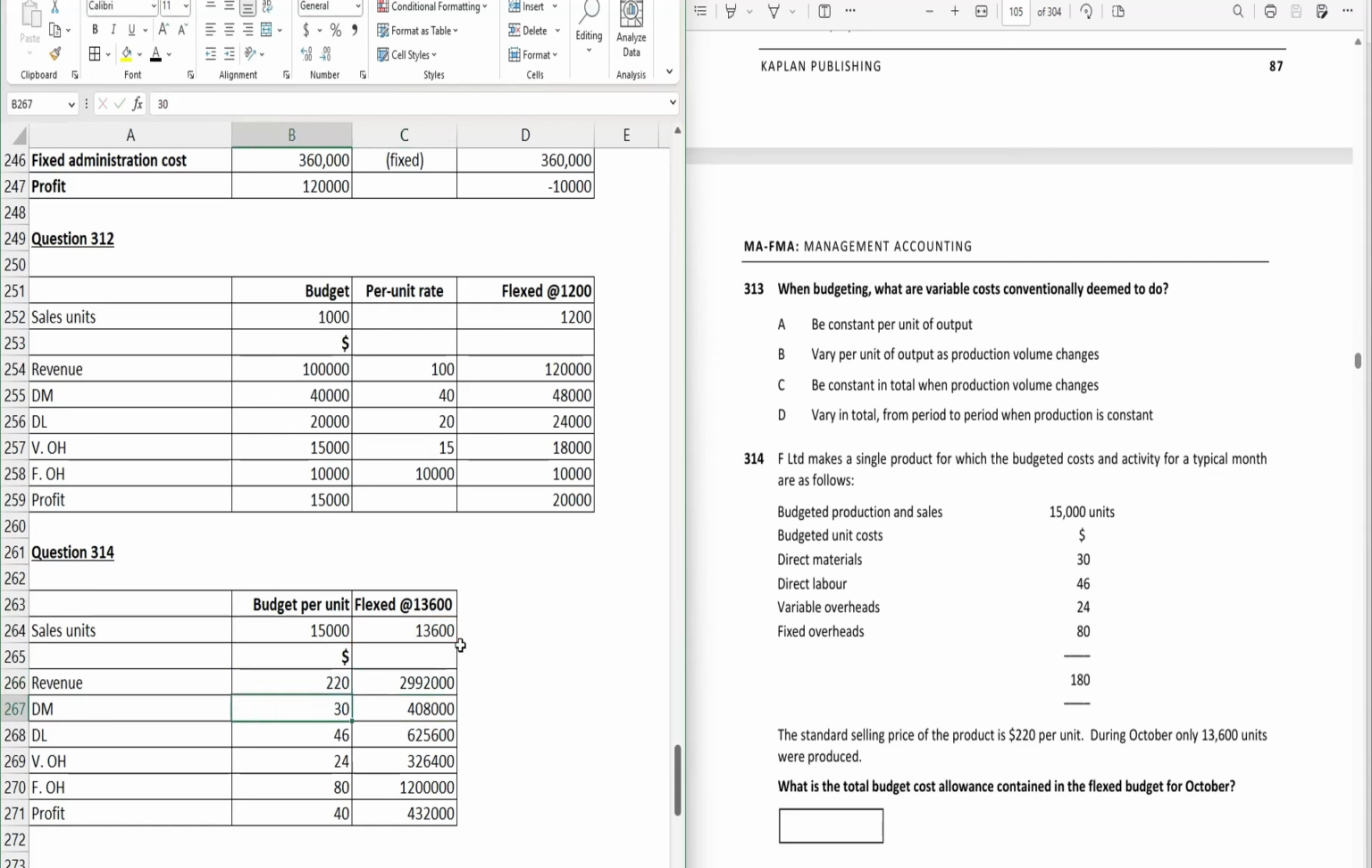And again for the direct material, we will do the same, following the same approach as we have done in the previous question. For direct material, again per unit into the actual level of activity. See, the difference in this question is that previously we were calculating the per unit; here they have provided us the ready-made figure.